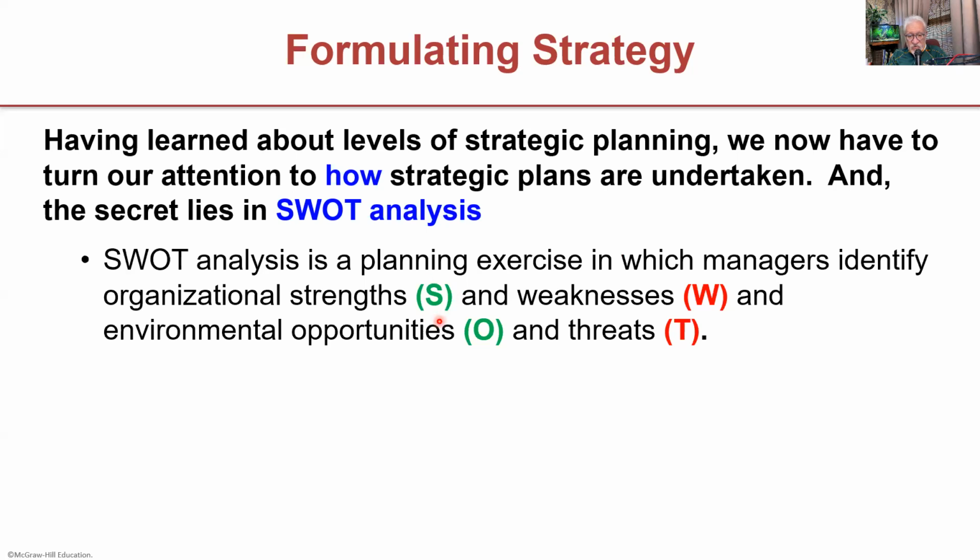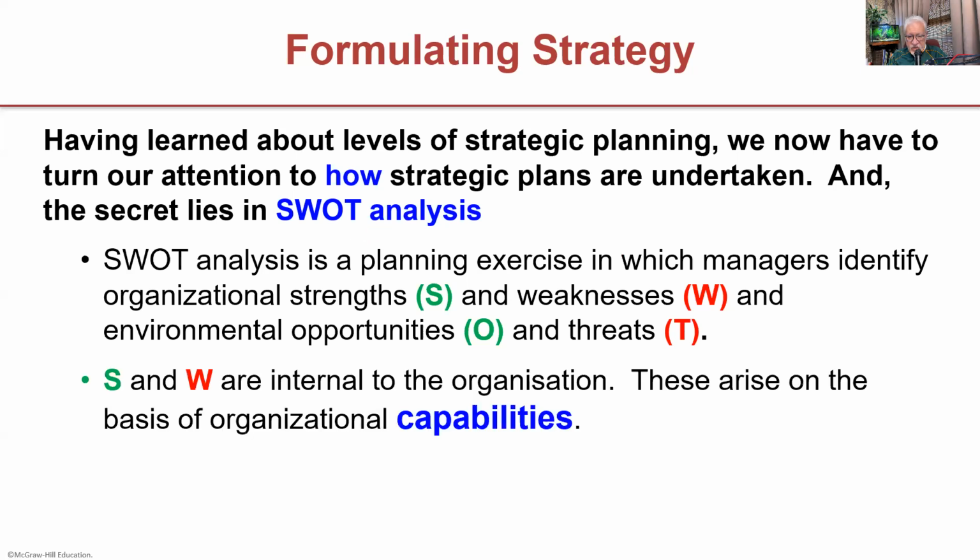for strengths and for weaknesses, and similarly O for opportunities and T for threats. Okay, SWOT analysis. There we see it right there. The color coding I've done is to say that strengths and opportunities are good things, whereas weaknesses and threats are bad things. But every business has both good and bad.